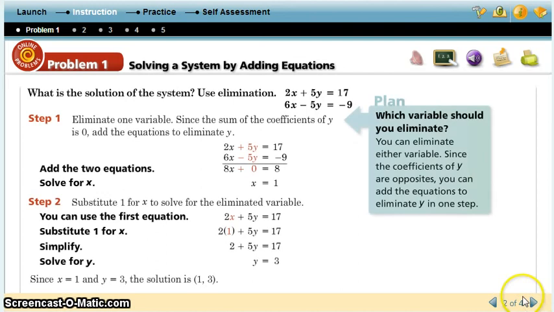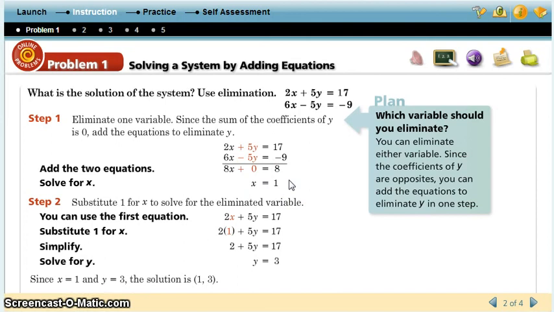So we're going to look at the solution that they have here. This is their plan. Like I said, we are adding. So since the sum of the coefficients of y is 0, add the equations. And so that's what we just discussed. So 2x plus 6x gives me 8x. Of course, adding those gives us the 0 that we want. And then here, when you add 17 plus negative 9, you get 8. Now remember, you're adding. It's kind of elementary school, adding vertically. You're just adding each one of those terms together. So you get 8x equals 8. Now, you solve that and you get x equals 1.